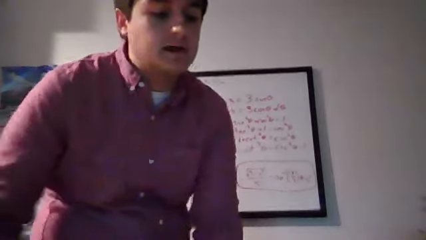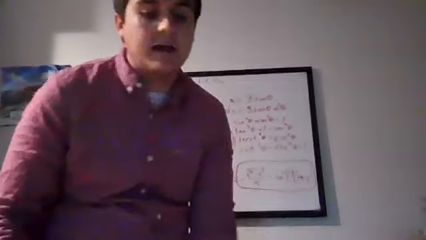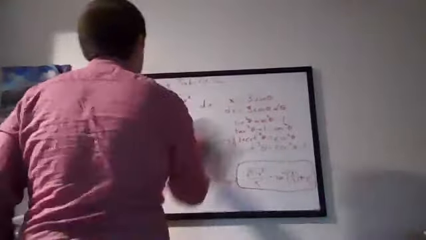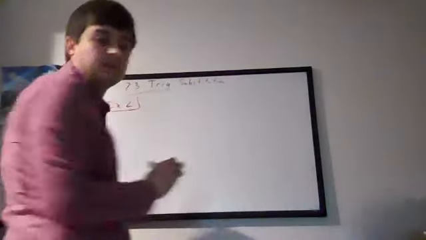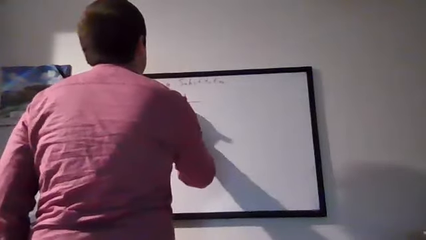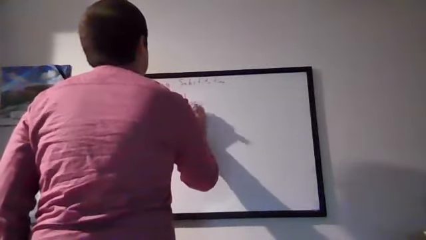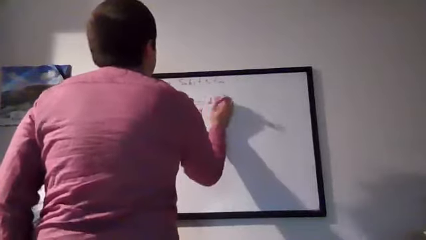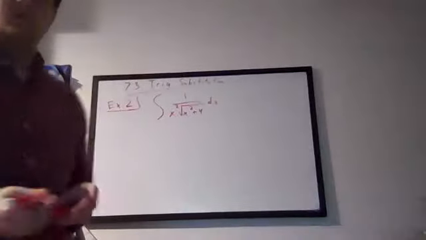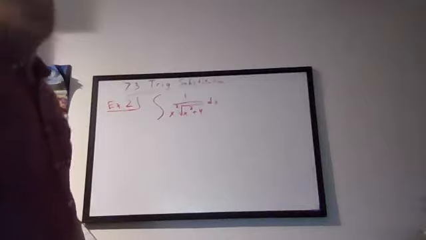Okay, so next we're going to tackle another problem. And this will be example number 2 in our case. And we're going to take the integral of 1 over x squared times the square root of x squared plus 4 dx. Okay, good. Now what do we notice?